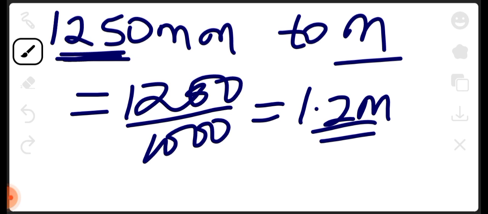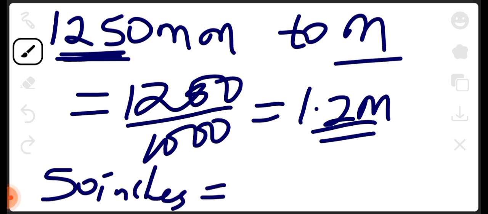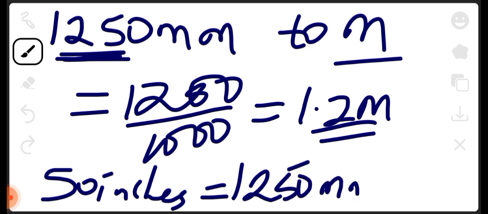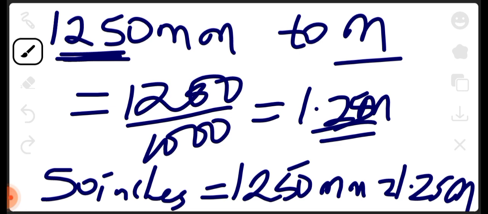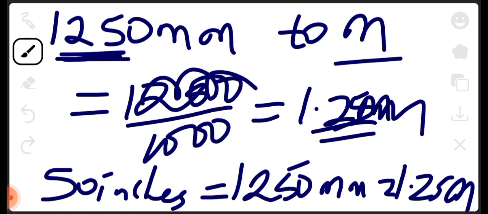50 inches is equal to 1250 millimeters. Just divide it by 1000. That is 1.25 meters. So it's 1.25 meters. So this is how you convert from inches to meters.